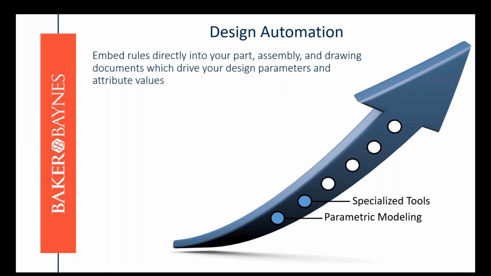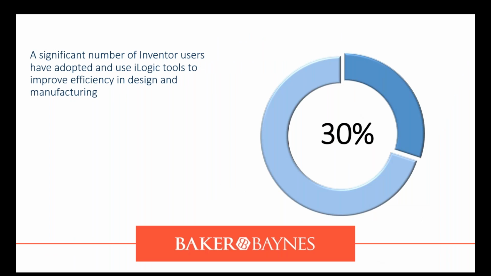New product configurations. Now that we spoke about the automation tools for design, let's take it up a level. Inventor offers the ability to capture the engineering rules of your design so that you can reuse it to make new rapid configurations in your company. A growing number of companies and individual Inventor users are witnessing the power of implementing iLogic in their daily activities to improve their efficiency, not just in design, but also in manufacturing software that works in Inventor.